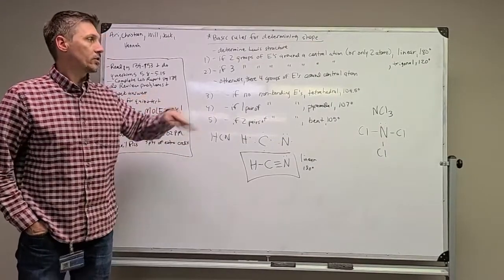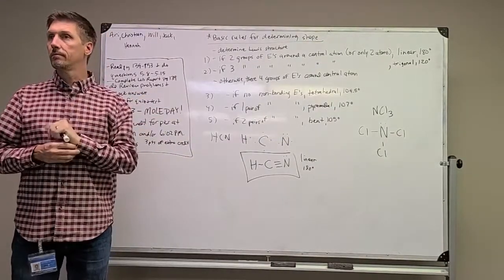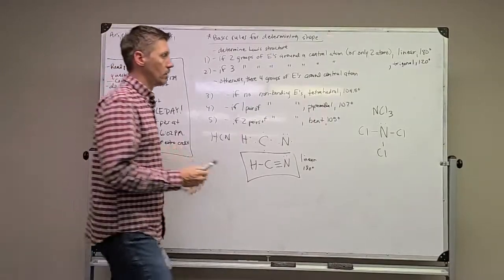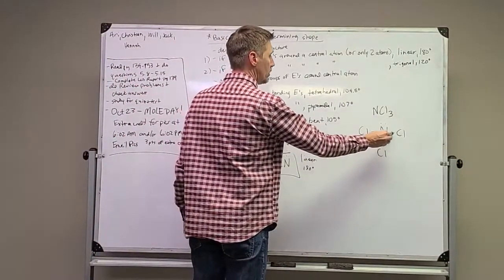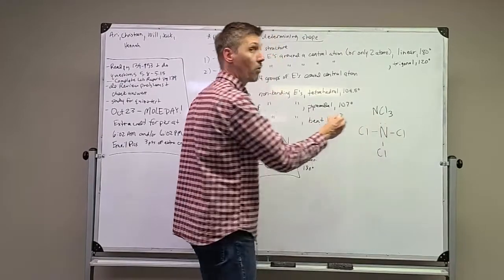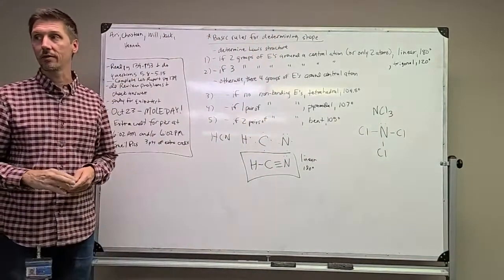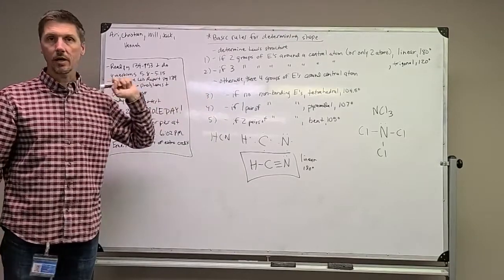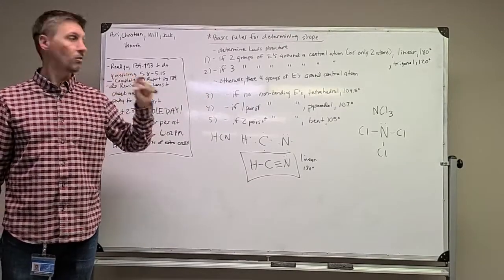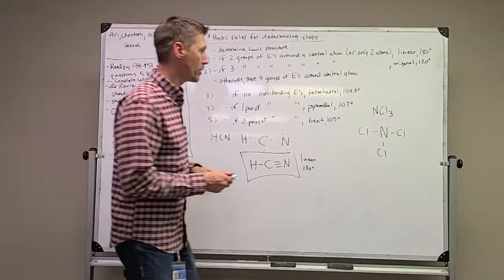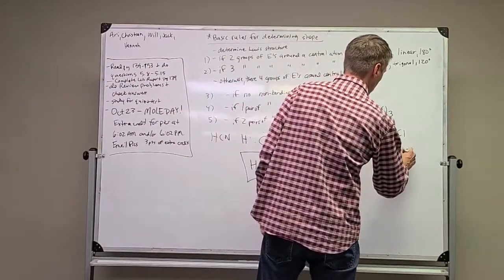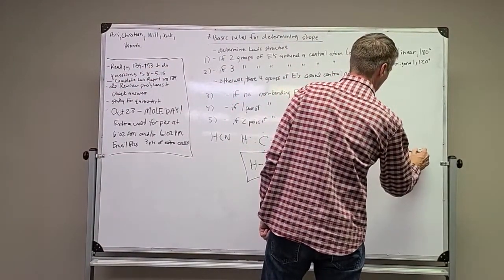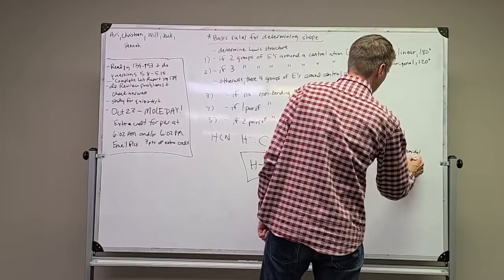How many groups of electrons do we have around the central atom? 3. 1, 2, 3, 4. Oh, you have to count the non-bonding pair, right? So we're down here in this section. How many non-bonding pairs do we have? 1. So it's this one right here, pyramidal, with a bond angle of 107 degrees.